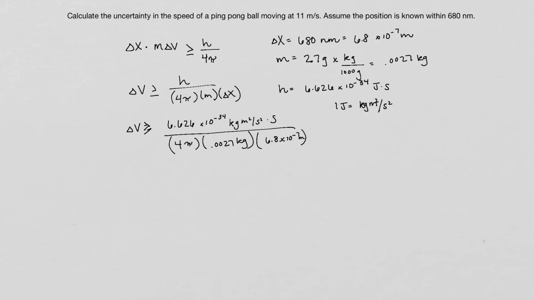So let's check our units. So we get rid of one of those seconds. We get rid of one of those meters and the kilograms. And we're left with units of meters per second, which is good because we're asking for uncertainty in the speed. So if we work this out, we get a value of 2.88 times 10 to the minus 26th. So that is incredibly small compared to what we have observed for the ping pong ball.